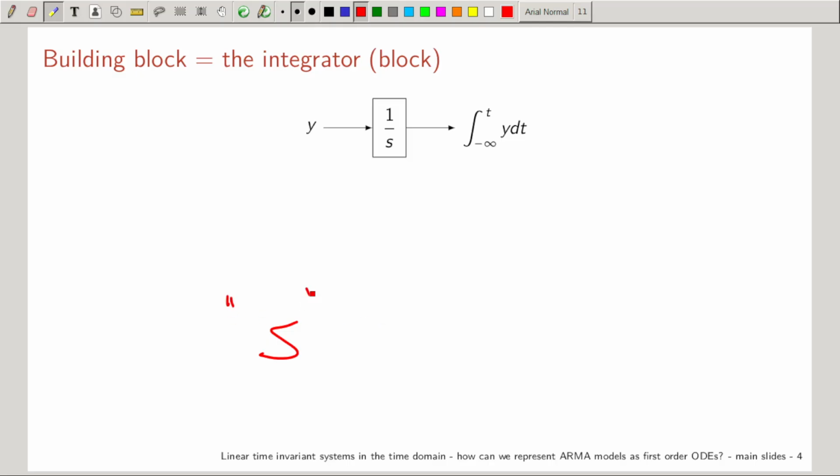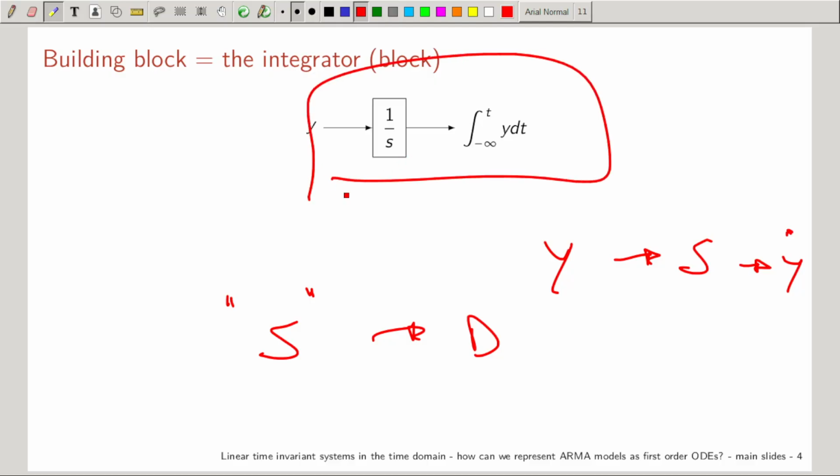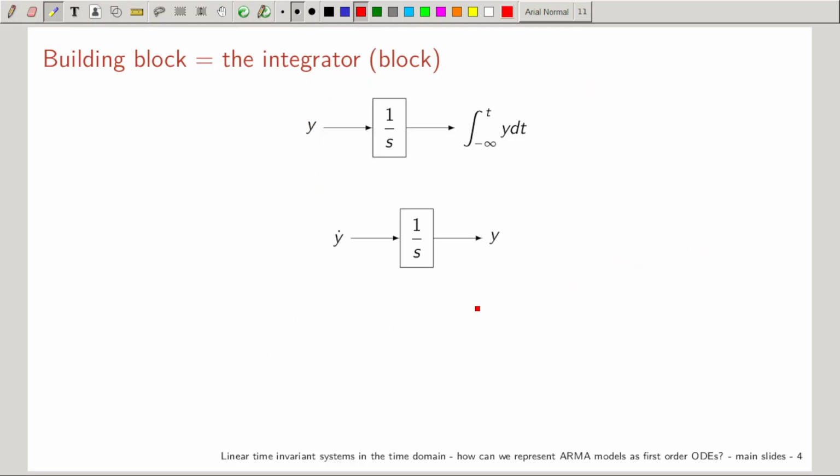s is the derivative. True? We say that s is a derivative, because whenever we have y and we multiply times s, it means y dot. True? And if I divide, I get the integral. We are going to motivate this much better whenever we do Laplace transform. For now, as a placeholder, s is derivative, 1 over s is integral.